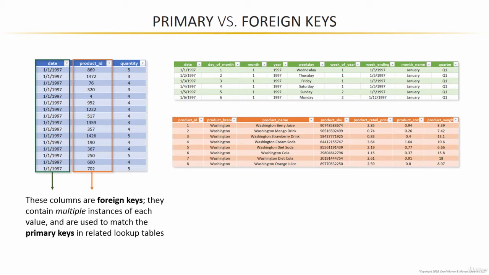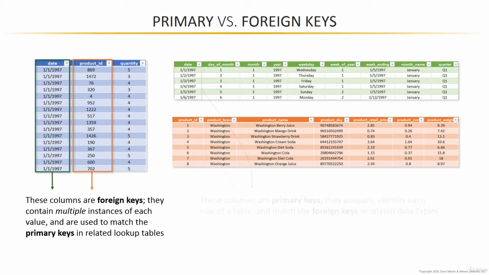They're keys because they're used to create relationships with our lookup tables, and they're foreign because they contain multiple instances of each value. And this is the case with many data tables. Here we have multiple transactions and multiple quantity values per day, and multiple transactions and quantity values per product ID. So we could potentially see many duplicate values in both of those date and product ID columns.